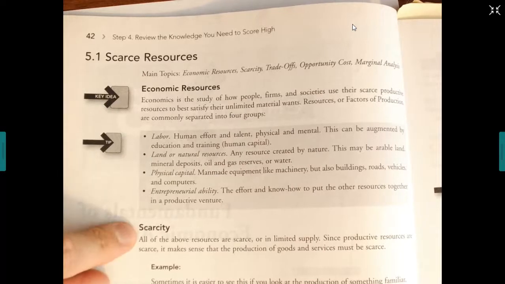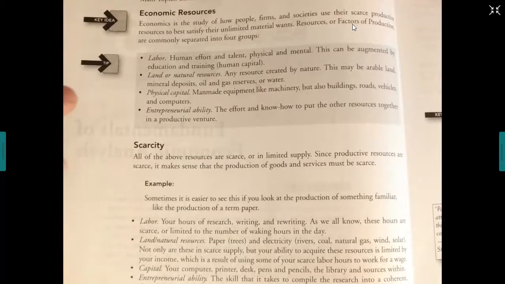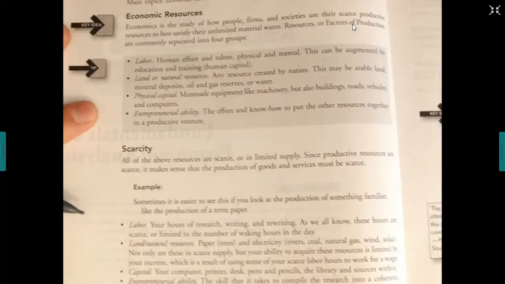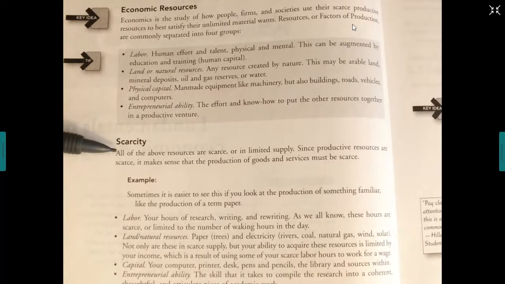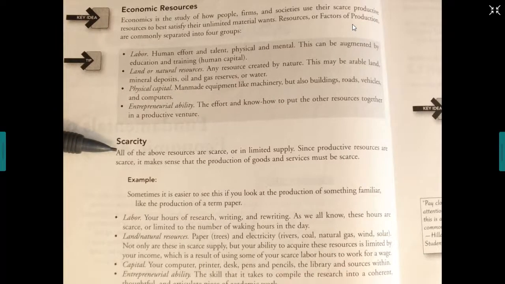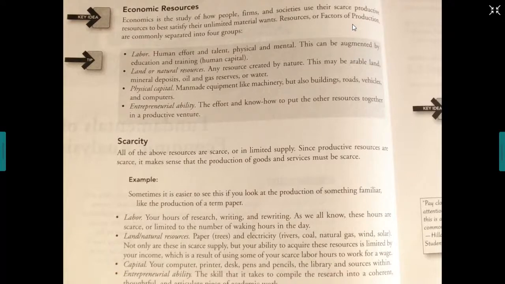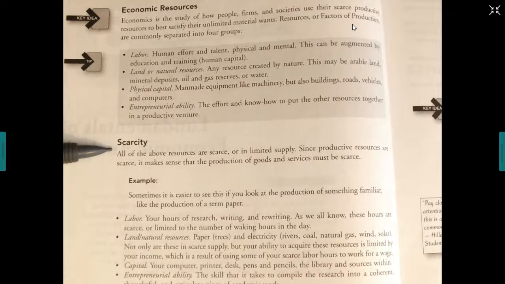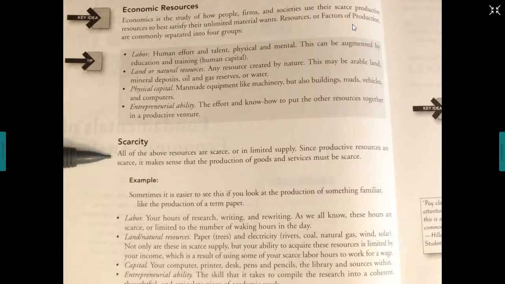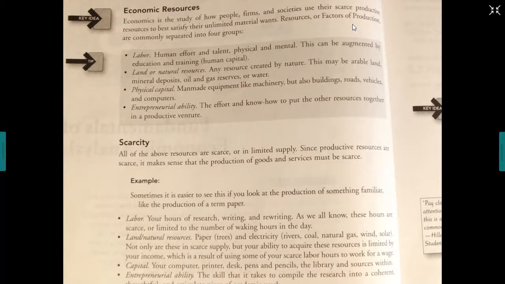All right. Moving on. Scarcity is the fundamental problem of economics. People have unlimited wants, but we have a limited number of resources. So how do we decide who gets what? In a capitalist society, it's money, whoever can pay for it.